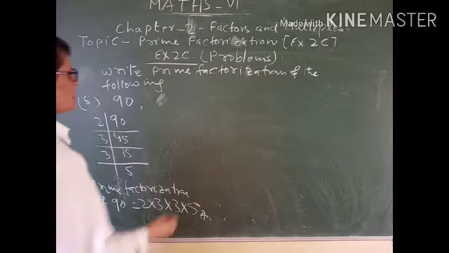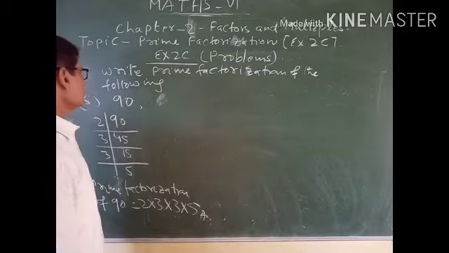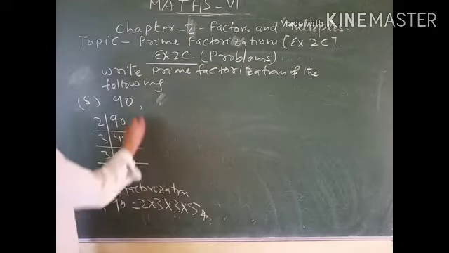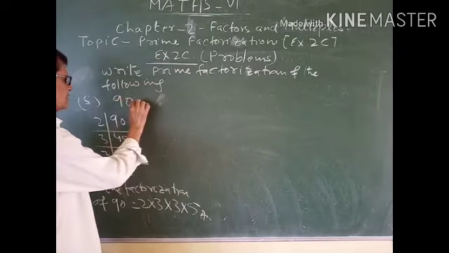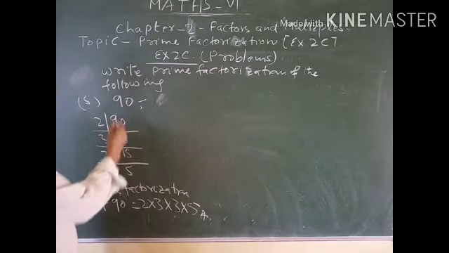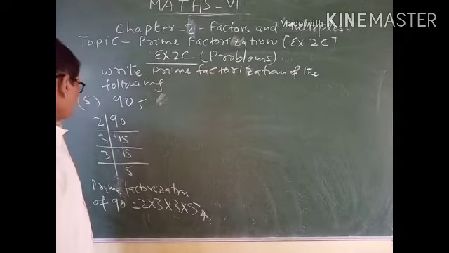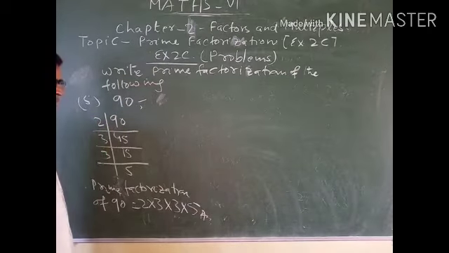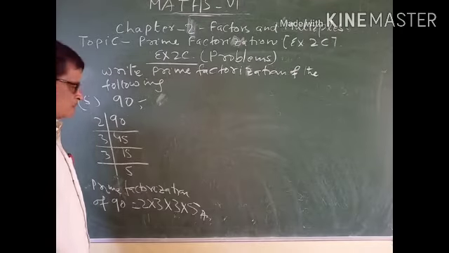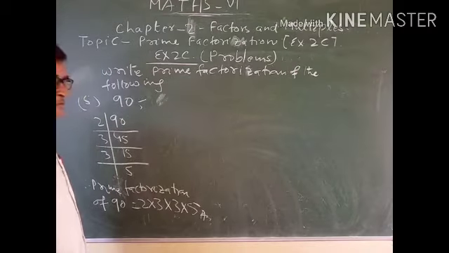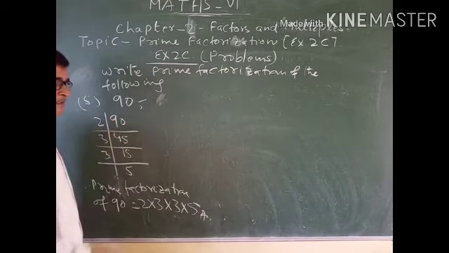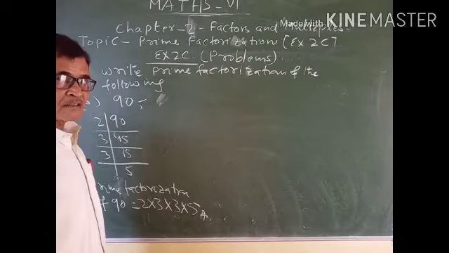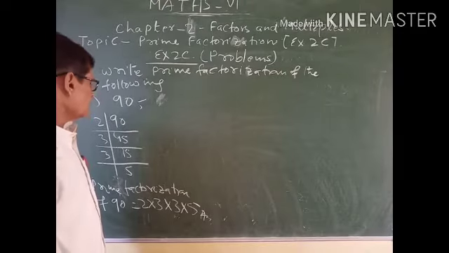Now let us start exercise 2C problems. Write prime factorization of the following. Question number 5 is 90. You have to write prime factorization of 90. First of all, divide the given number by prime numbers. You are supposed to start with 2. If the number is divisible by 2, I have already explained the divisibility rule, so those should be in your mind.